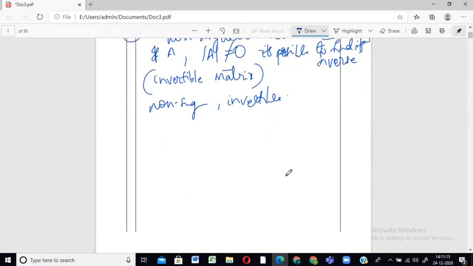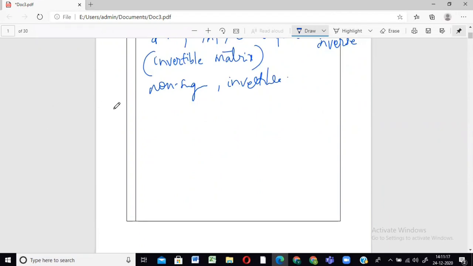For example, let us do one example. The question is, find which of the following matrices is invertible.